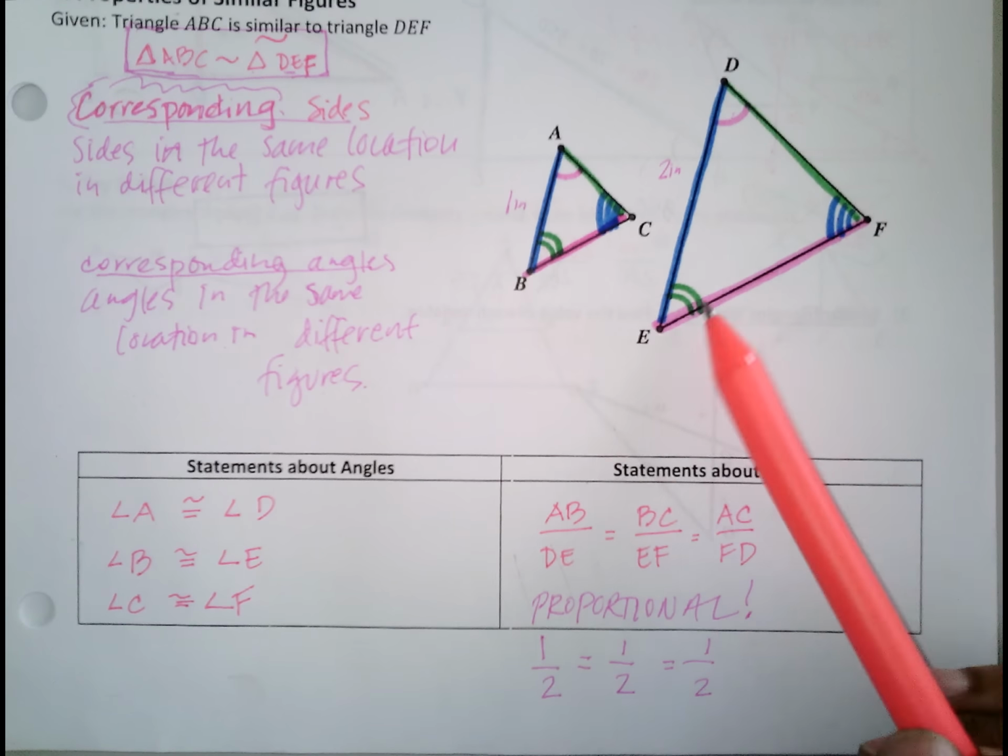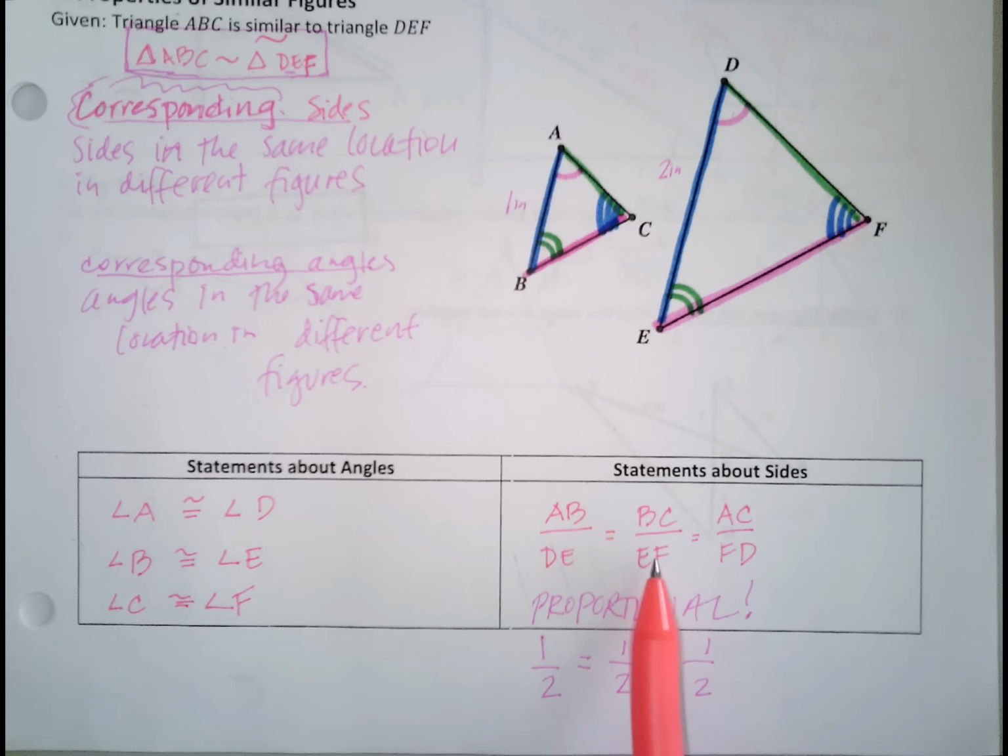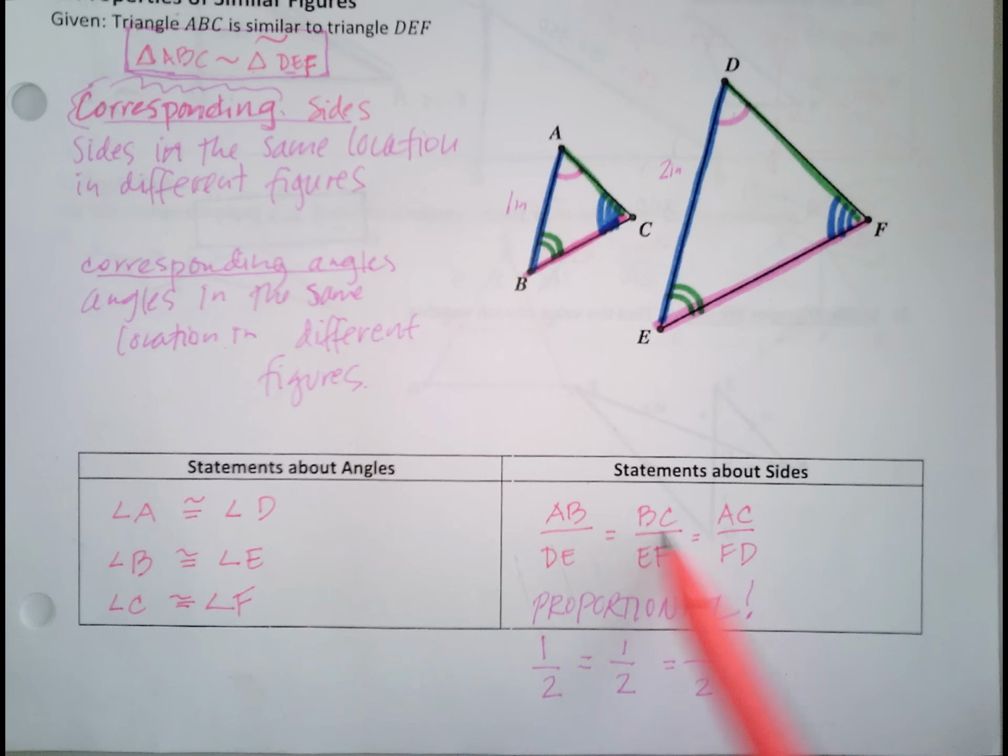That's super important that you understand. Once we know that triangles are similar, their sides are in proportion to each other, they are proportional, and all of their corresponding interior angles are congruent to each other.